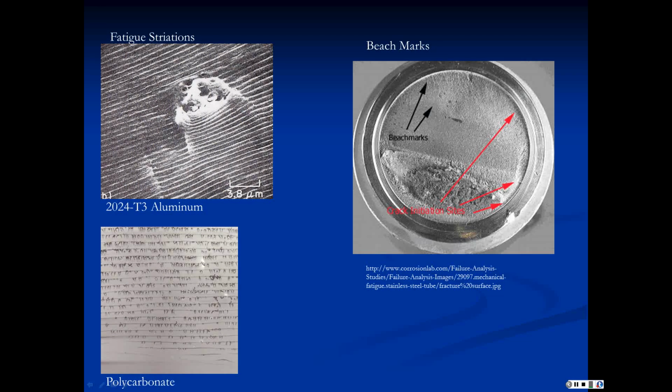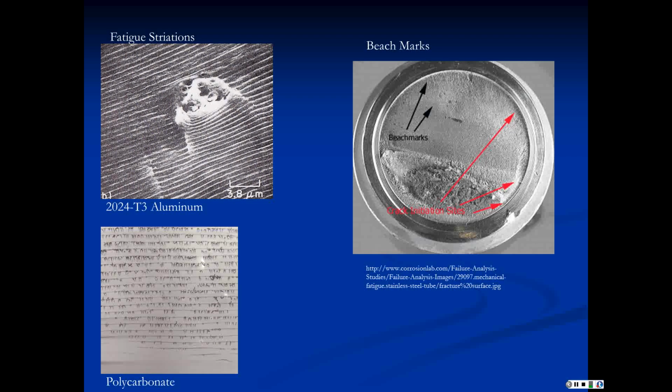Now, macroscopically, that is with the naked eye, it is possible to see evidence of fatigue in what are called beach marks. And so you see there's this band of slightly different color. There's another band here. There's a band right here. All right, those are called beach marks because they kind of look like the lines that are left on the beach after the tide goes out. And those are visible to the naked eye.